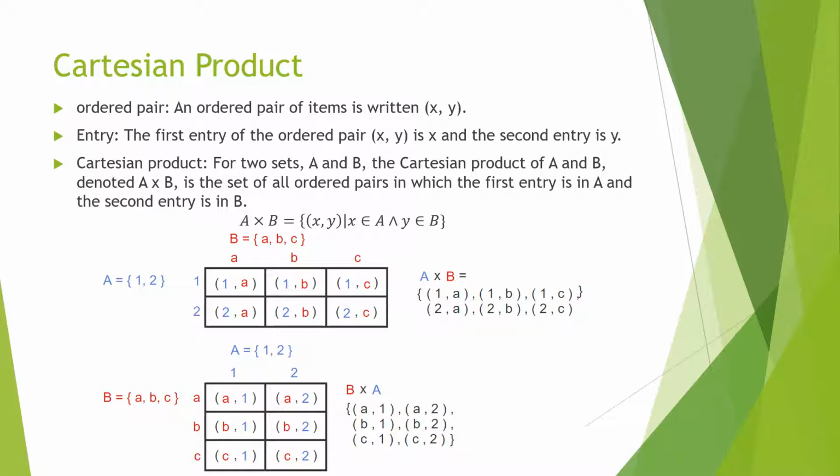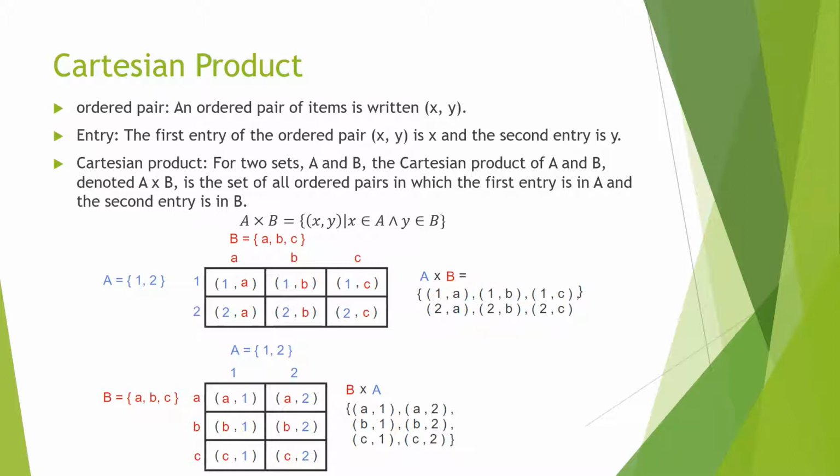Let's see how it differs if you multiply B by A. What is the set of the Cartesian product of B and A? What is B times A? If you want to write B times A, then you have a table with 3 rows and 2 columns. The first row has a as its first entry, the second row has b as the first entry, the last row has c as the first entry. The first column has 1 as the second entry, and the second column has 2 as the second entry. So the Cartesian product of B and A would again be a set of 6 ordered pairs, but these ordered pairs have entries in a different order than those ordered pairs.